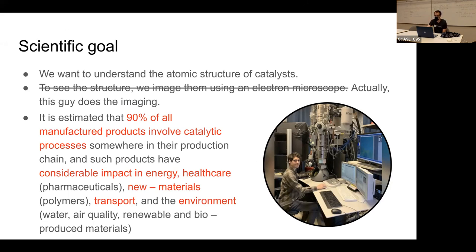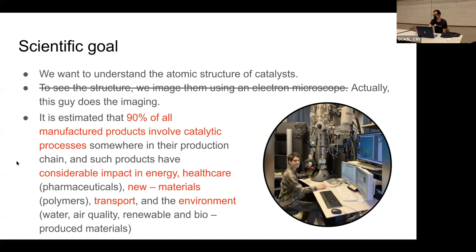Why are we interested in catalysts? Because this is super important for product manufacturing. About 90% of all manufactured products involve catalytic processes somewhere in their production chain. And there's enormous impact in energy, healthcare, new materials, transport, and the environment. In particular, there are catalysts in cars to remove pollutants from the exhaust fumes of the cars. That's a very important application.